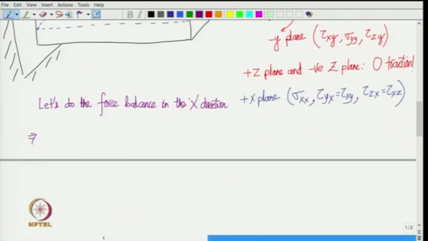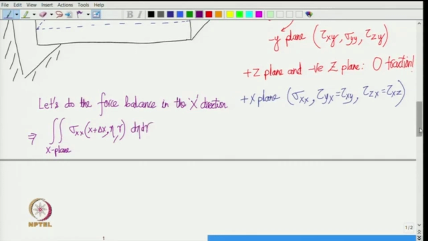Okay. So, we have positive x plane and negative x plane on which we have sigma x x. So, we have an integration over the x plane. So, this is the x plane, and we have sigma x x at x plus delta x comma let us say eta comma gamma. So, any point in the cross section has got y and z, y is eta and z is gamma, right, and then d eta d gamma.